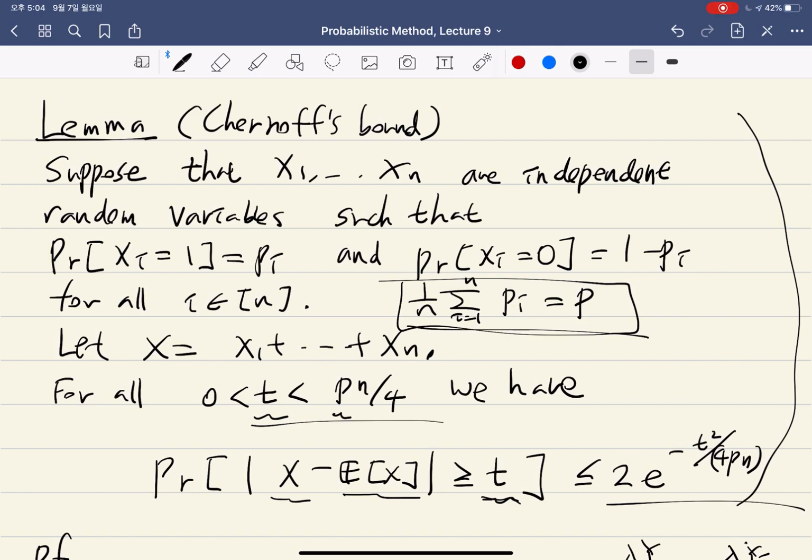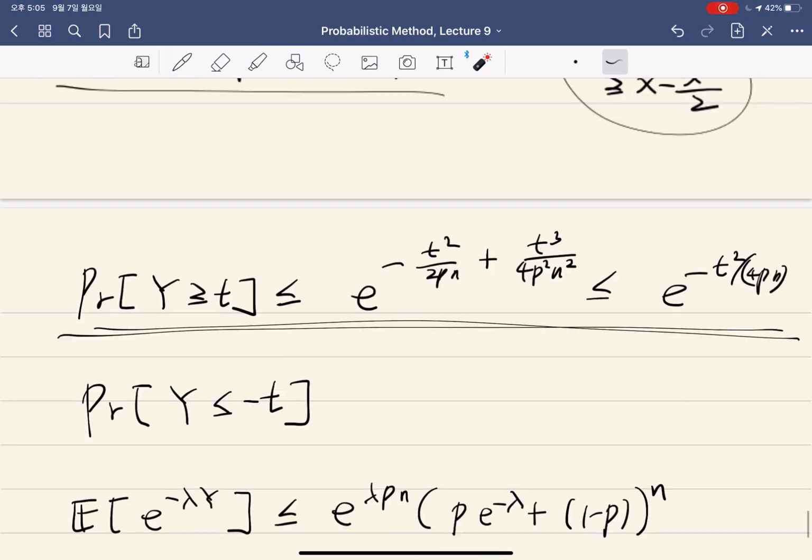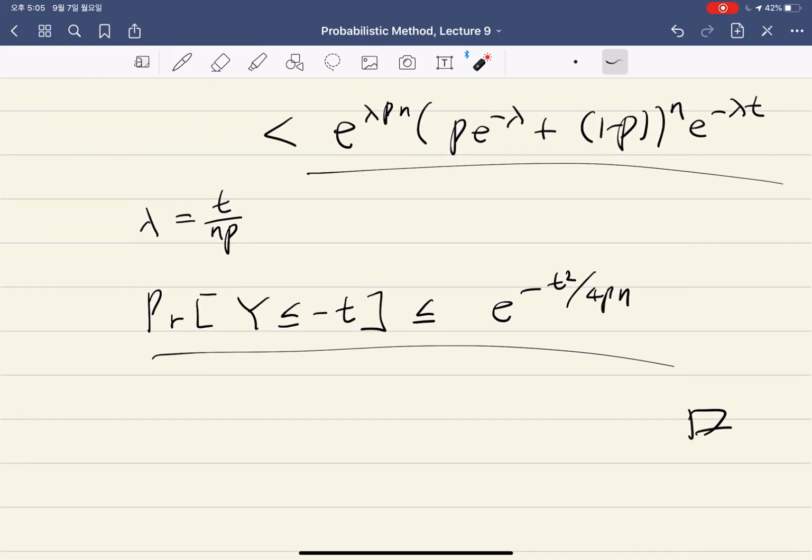So this shows that if we have independent random variables, their summation is close to its expectation with exponential probability, which is exponential in the measure of this, divided by the expectation of this x. Anyway, this is one lemma that we collected. Next time we will use this together with the local lemma to prove some statement about graphs.